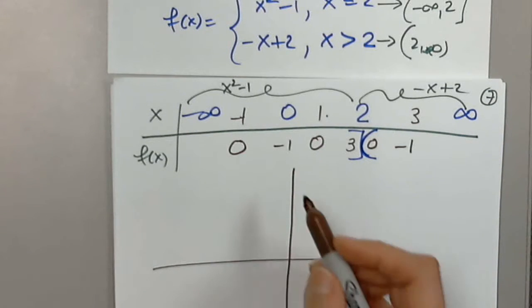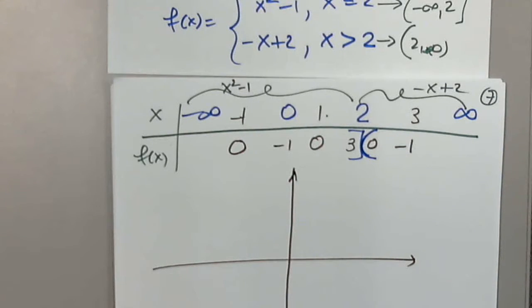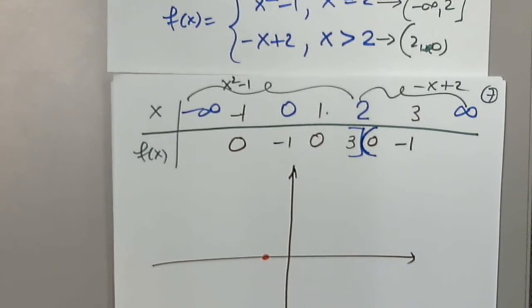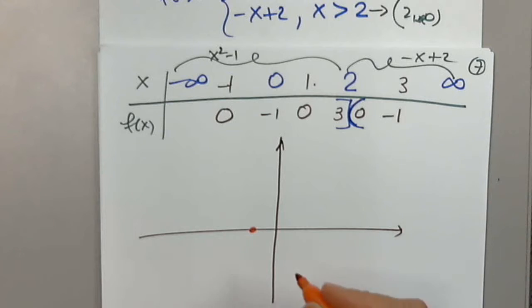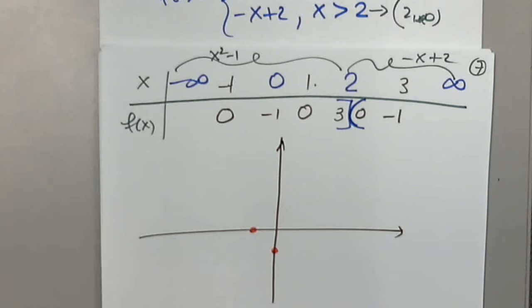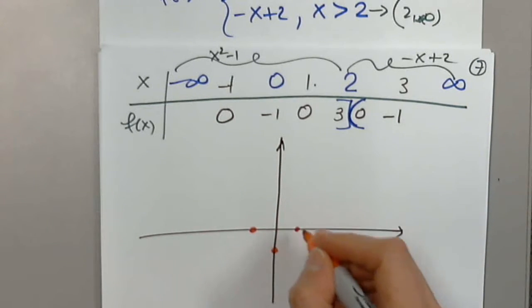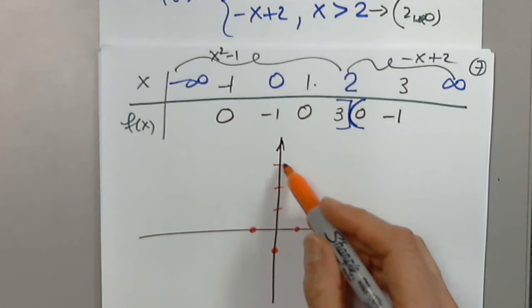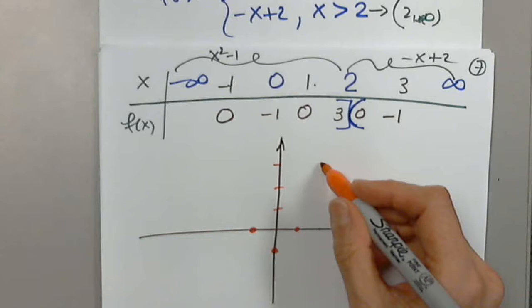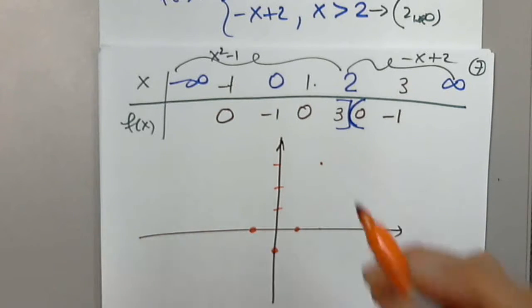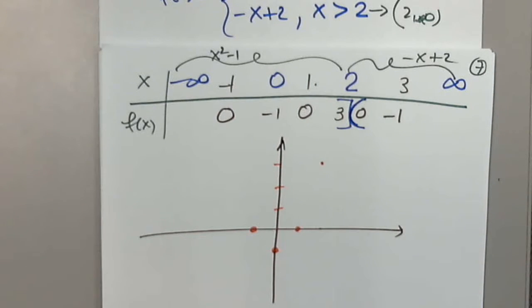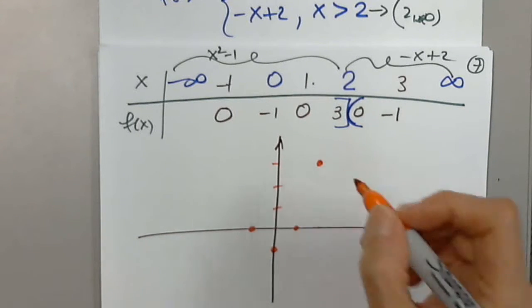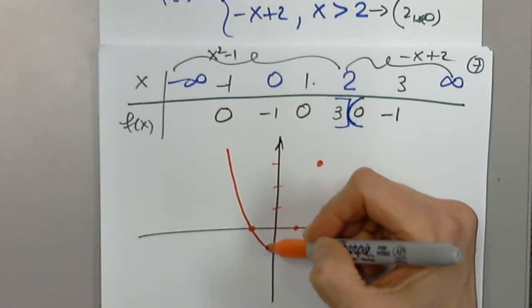From left to right, can anyone dictate the first ordered pair? Negative 1, 0. Good. Second ordered pair. 0, negative 1. Next ordered pair. 1, 0. Next one. 2, 3. Very good. What type of point is that? That would be a closed point. Indeed, because of the bracket. Awesome. So here it is.